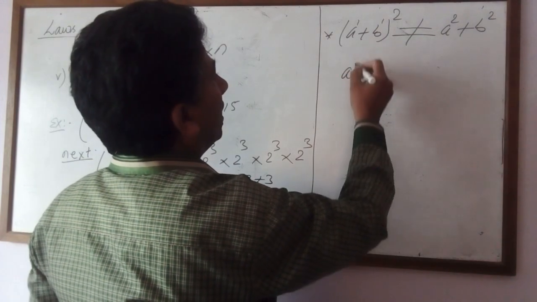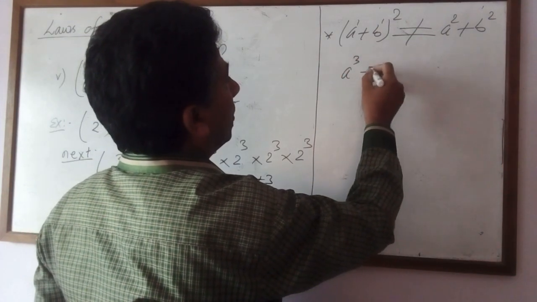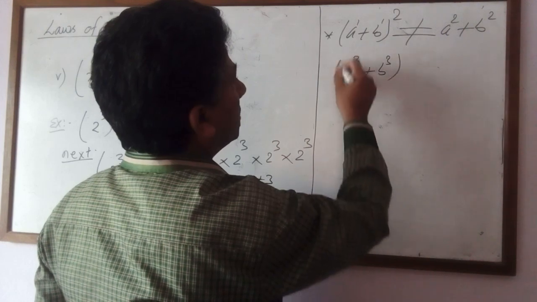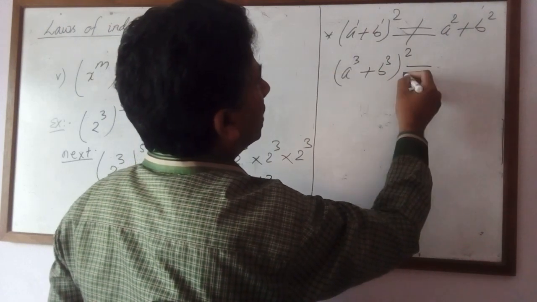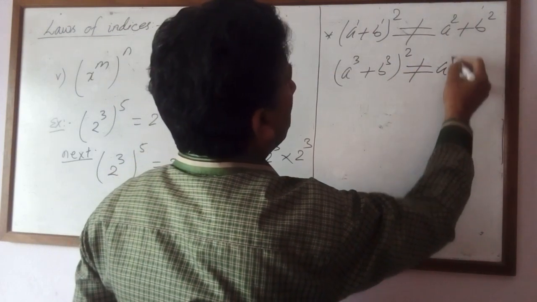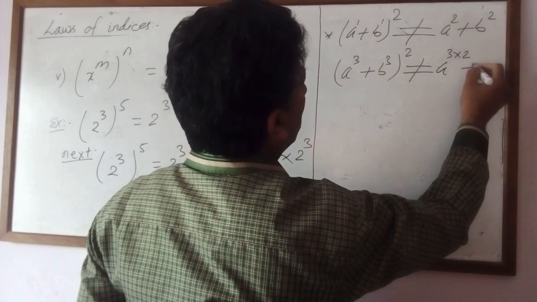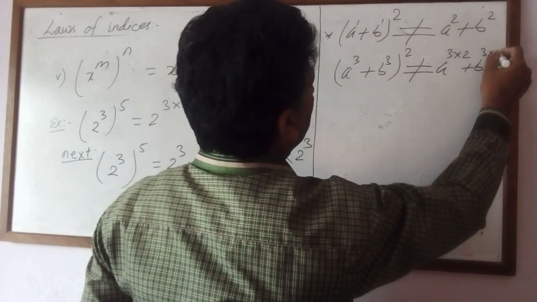Another, a power 3 plus b power 3, suppose there is a power 2 outside. Then this also will be wrong: a power 3 times 2 plus b power 3 times 2.